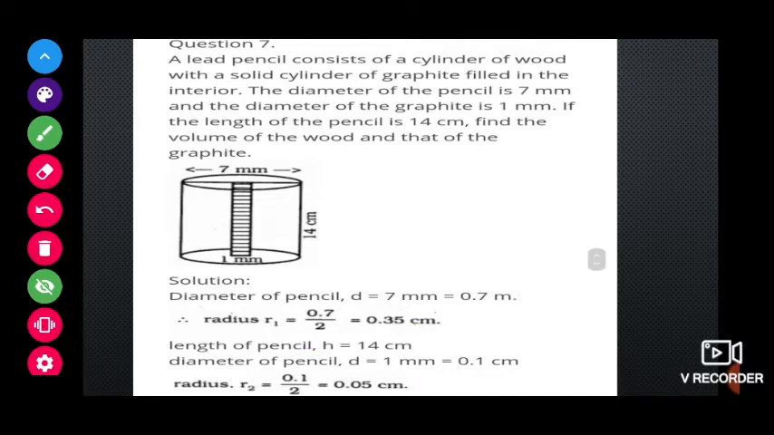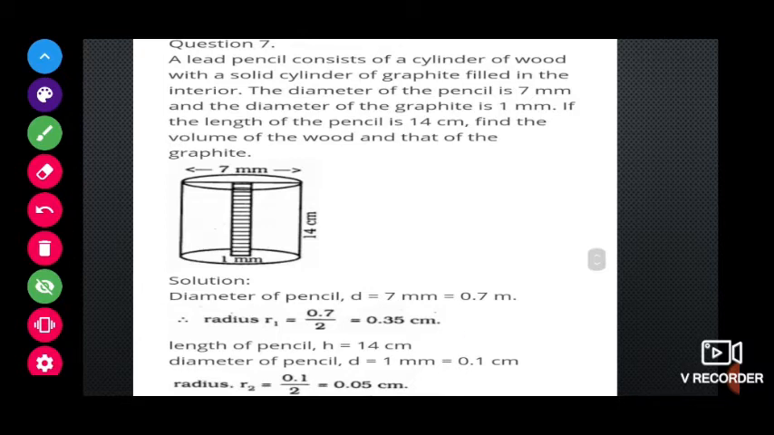Now the length of the pencil they have given as 14 centimeter. Actually, why we converted, I think you might understand now. Here the diameter is in millimeter and they have given the height in centimeter. So one is in millimeter, one is in centimeter. We cannot do that, children. Either we have to convert centimeter to millimeter or millimeter to centimeter, then only we can proceed. So we have converted that millimeter to centimeter. Now we got the diameter here.